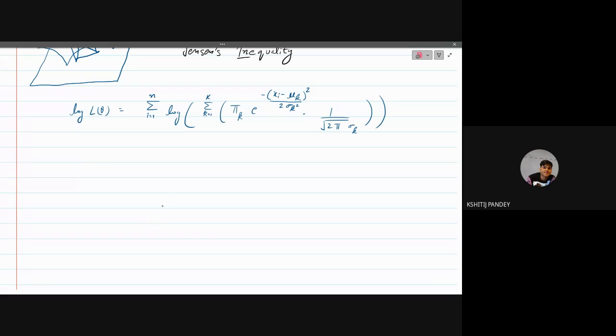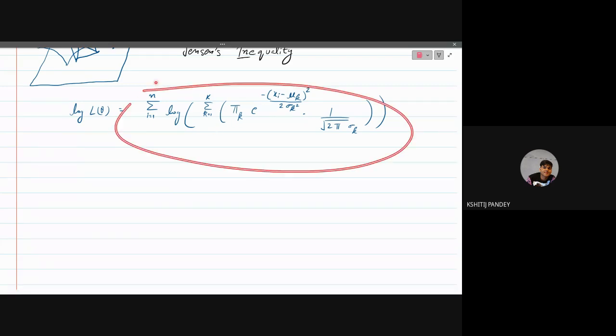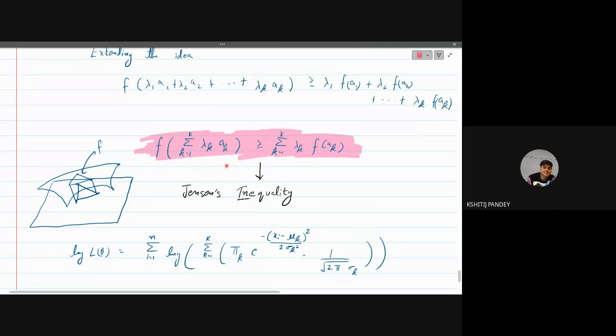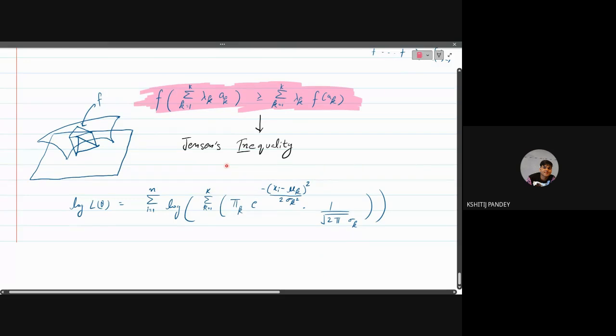The log likelihood here. So now how can we use Jensen's here? We have to make this look like the left hand side from Jensen's inequality. So how can we do that?